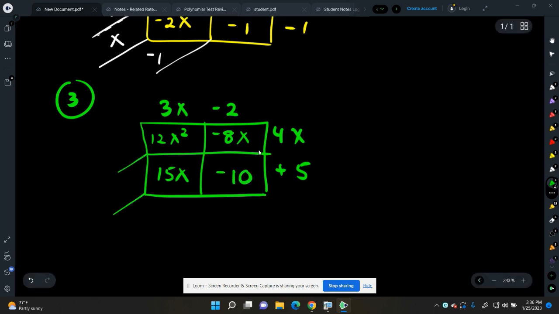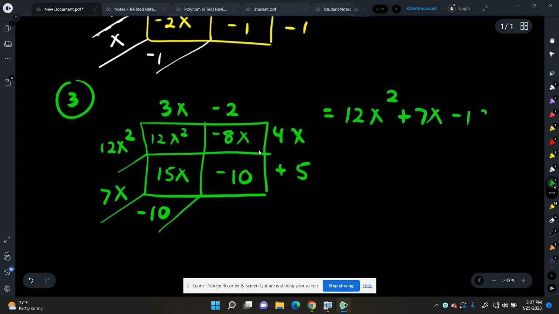Right, following my diagonals, we get 12x squared. Here we have 15 minus 8, so that equals 7x, and negative 10. So we get 12x squared plus 7x minus 10. Okay?